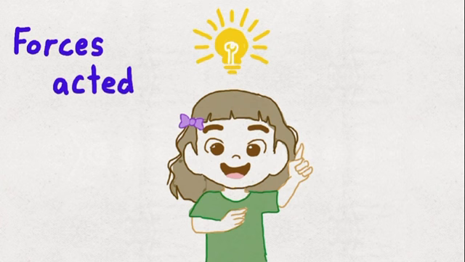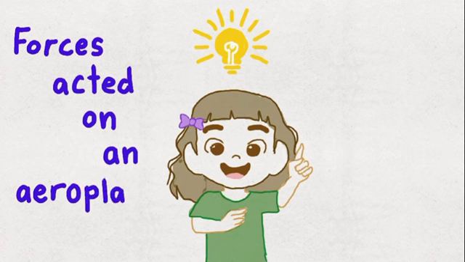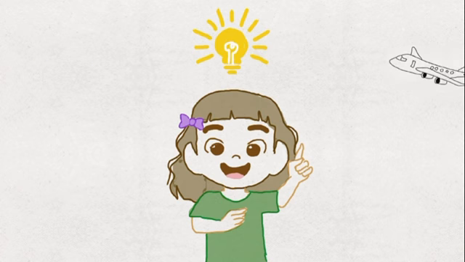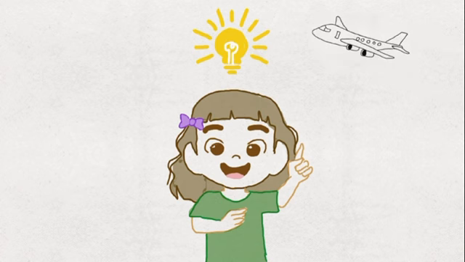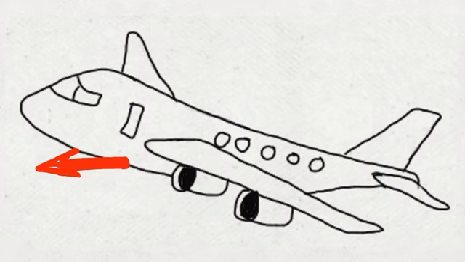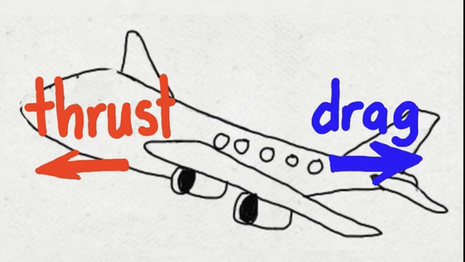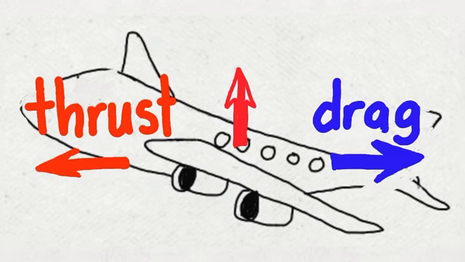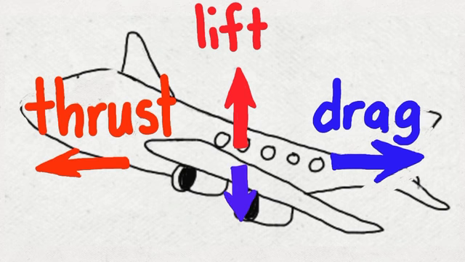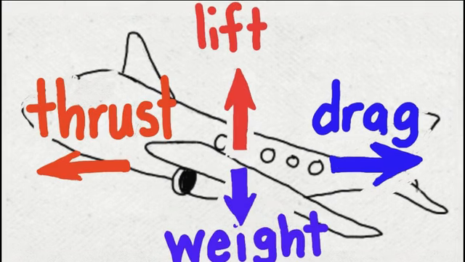Now I can explain the forces acting on an aeroplane. Thrust moves the plane, while drag is a force acting opposite to the motion of an object. Lift is a force perpendicular to the motion of an object, and weight is due to gravitational force.